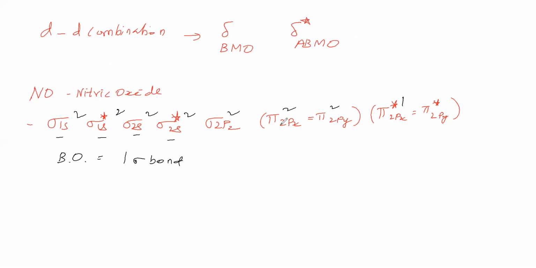Next we will see about this pi 2px. One electron in pi 2px and one electron in pi star 2px get cancelled, so the remaining one electron after pi 2px gives a half pi bond, we can say. Then this pi 2py gives one pi bond, therefore 1.5 bonds are present in the pi part. Therefore, the bond order is 2.5.